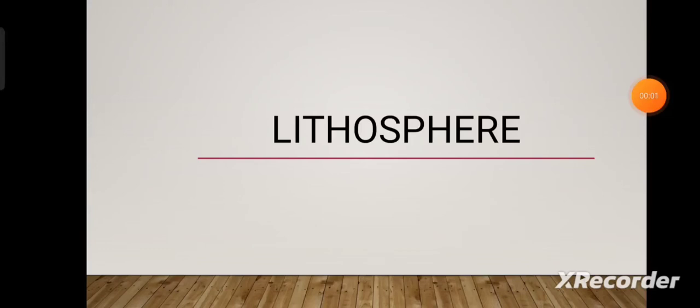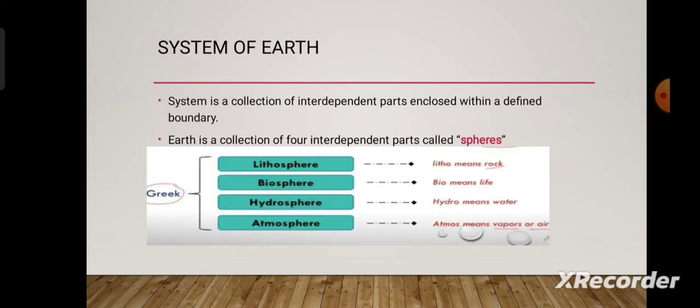Hello everyone. So in this section we will talk about lithosphere. Before going to the lithosphere, we will see the structure of our environment. Our environment, you can call it an ecosystem, is made up of some major spheres enclosed within a boundary. So our system of Earth is a collection of interdependent parts or spheres which is enclosed within a defined boundary.